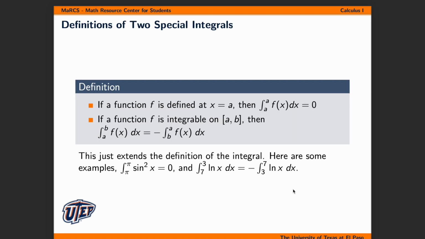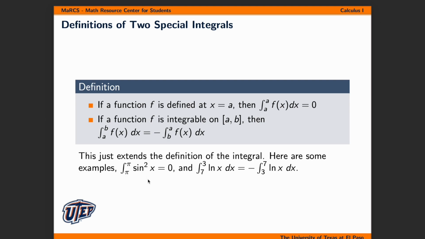Now we have definitions of two special integrals. So for our first definition, we have if a function f is defined at x is equal to a, then the integral of f of x with respect to x evaluated from a to a will be equal to 0. If a function f is integrable on the closed interval from a to b, then the integral of f of x with respect to x, evaluated from a to b, is equivalent to now switching the bounds. So now it'll be from b to a of f of x with respect to x, but now it'll be negative. So this just extends the definition of the integral, and we have some examples here.